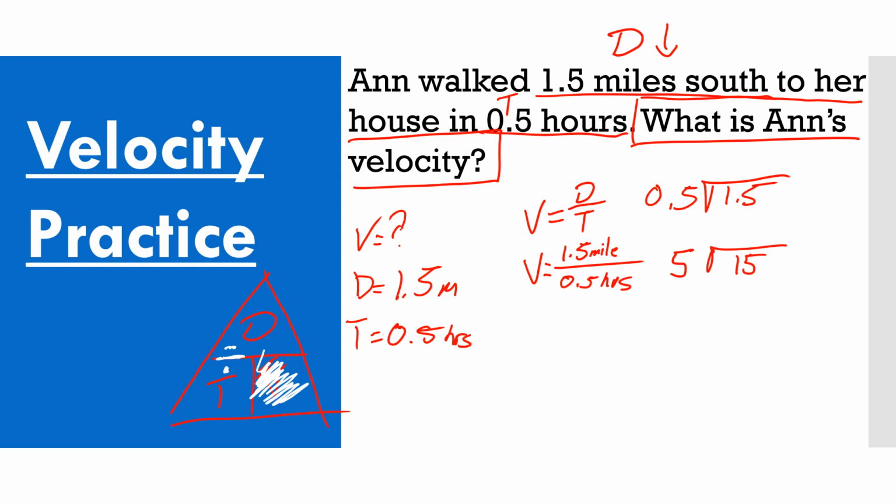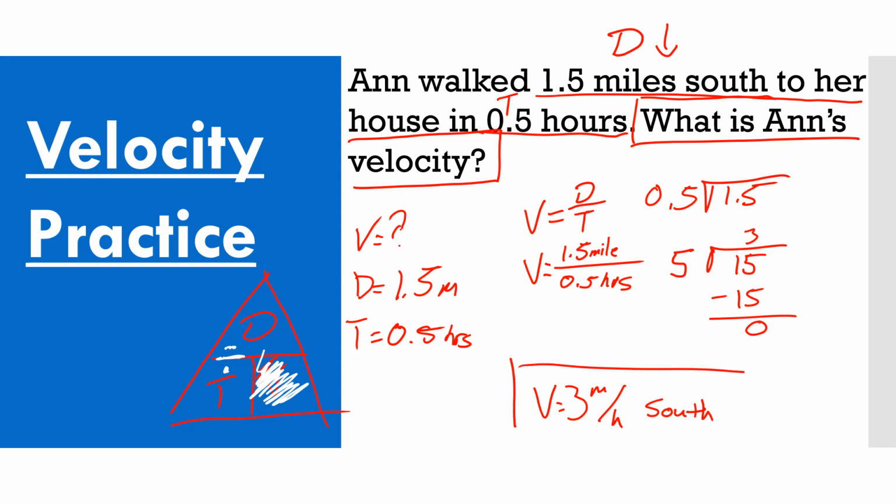And so we're going to do the basic math here. And so 5 will go into 15 3 times. It's going to give me a 0 there. I have nothing to bring down. And so our velocity is 3 miles per hour south. So our final answer is 3 miles per hour south.